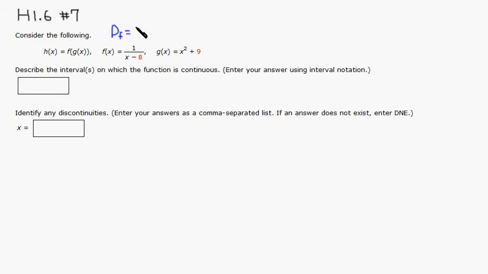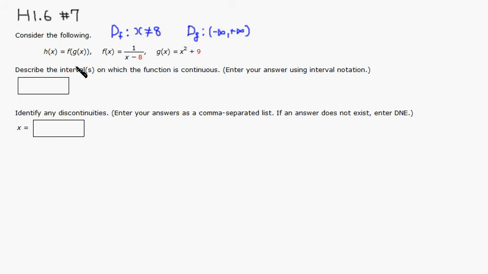So I'll probably just say the domain of f is all real numbers except for 8. So x is not equal to 8. Alright, and the domain of g, since it's a quadratic function, is all real numbers. So I'll just say all real numbers, negative infinity to positive infinity. Alright, keep that in mind.